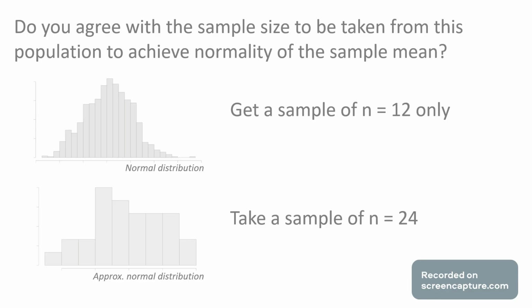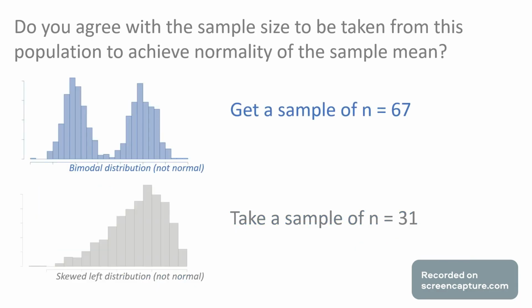For our practice, let us determine whether a sample size taken is enough to achieve normality of the sample mean. For this normal distribution, is it enough to get a sample of n equals 12 only? The answer is yes, it's enough, sufficient, since we already have an almost normal distribution. A small sample size is enough to achieve normality of the sample mean. How about the second one? An approximately normal distribution, and we are to take n equals 24. This is probably enough, especially that the data is already approximately normal.